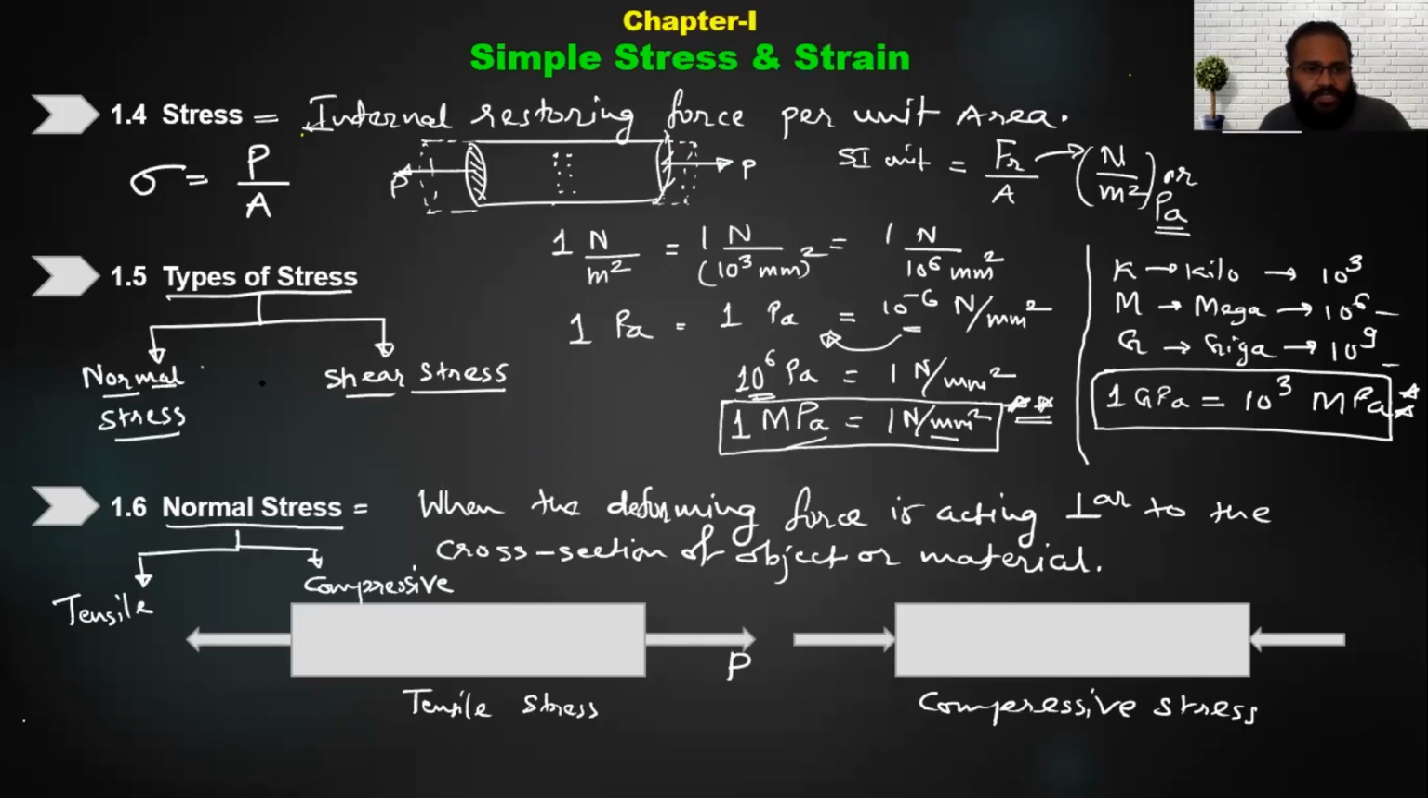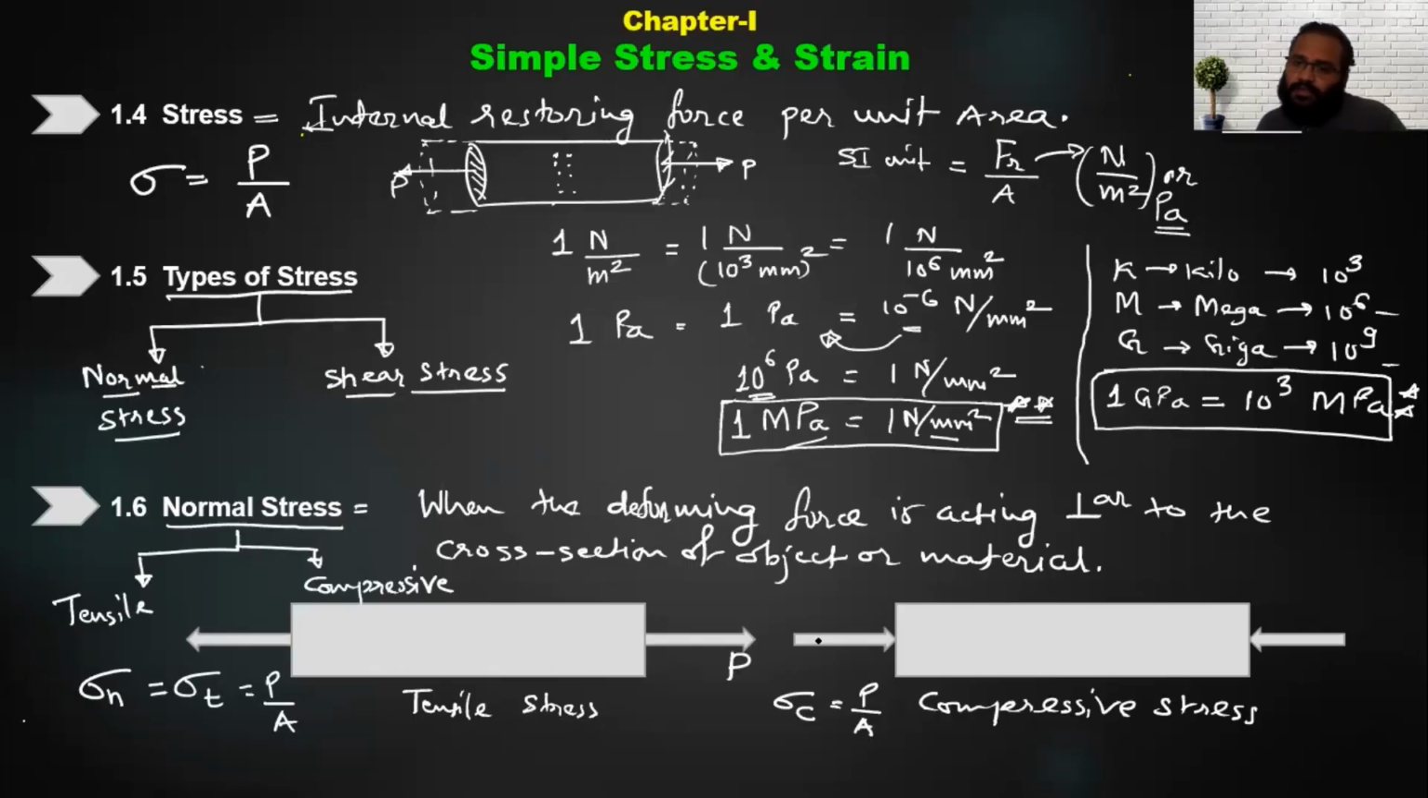The normal stress we will call sigma N, sigma normal. If it is tensile stress, we'll call it sigma tensile, and if it is compressive stress, we'll call it sigma compressive. Sigma tensile is the load upon cross section area, and for sigma compressive also it is the load upon cross section area. Here the calculation doesn't make any difference, but the effect of that particular stress is different.